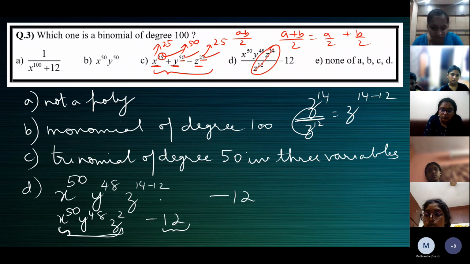So option D is a binomial because it has only two terms. It is a binomial of degree 100.